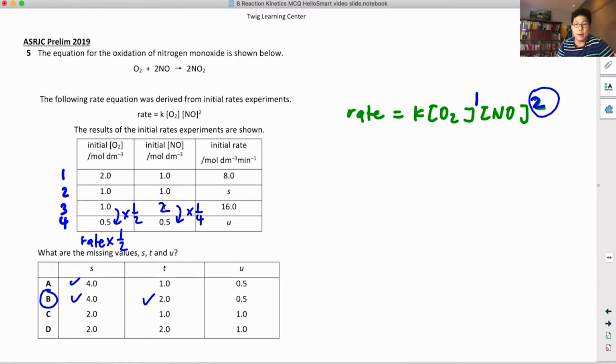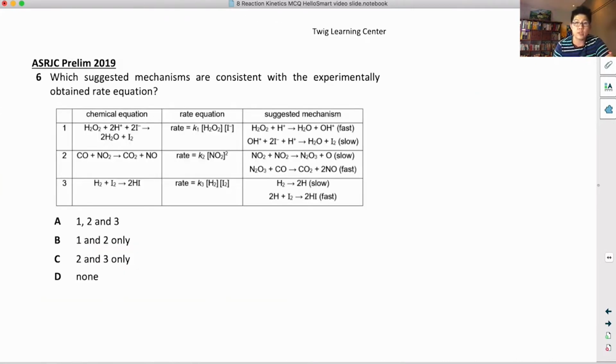When you quarter the concentration of NO, the rate will actually decrease by 1/4 squared. Can you see that? So which means from here to here, I must multiply by half and then multiply by 1/4 squared. And you can easily see that U will be 0.5. So that's why this is the answer. Okay, let's do question 6.